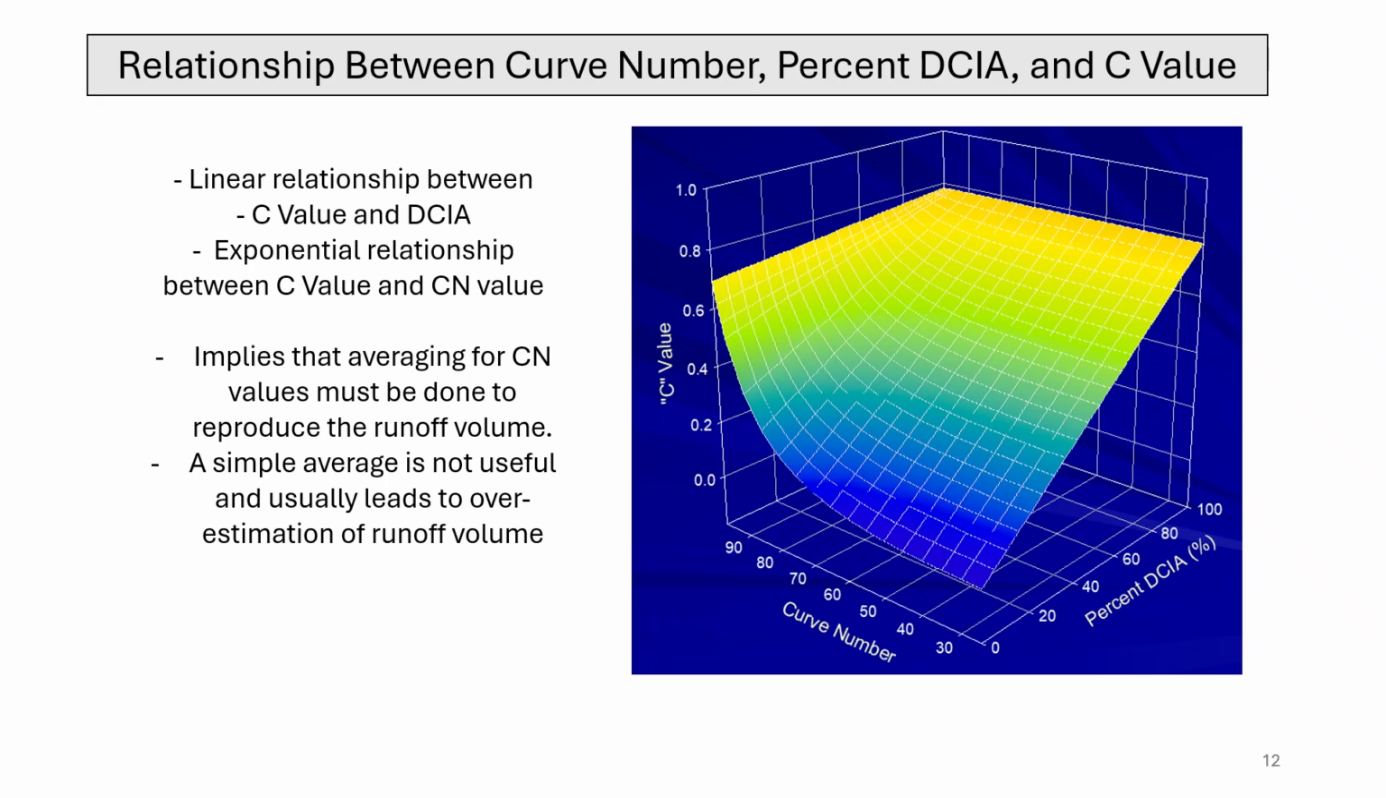This nonlinear behavior has significant implications for our calculations. Specifically, it implies that when attempting to average curve numbers across different land uses or subbasins to reproduce an accurate total runoff volume, a simple arithmetic average is generally not sufficient. Because of the exponential nature of the relationship, a simple average of CN values will often lead to an overestimation of the actual runoff volume. This can result in inaccurate rainfall excess calculations, underscoring the need for more sophisticated methods when aggregating curve numbers.